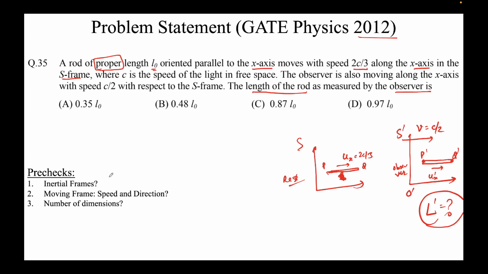Okay, S prime, L frame. S prime is the, see, we need to find the length what this observer is seeing.